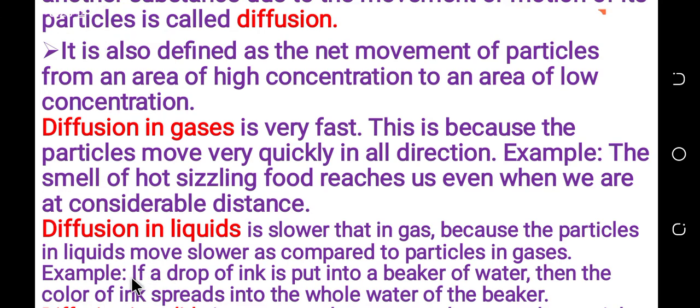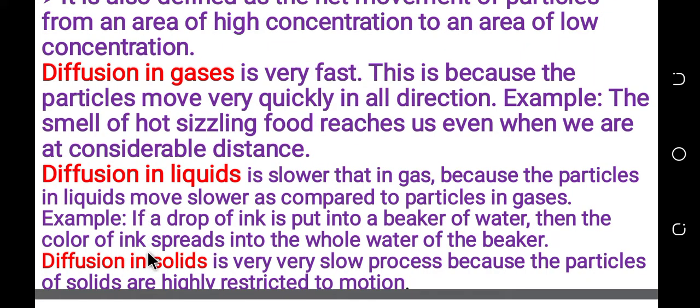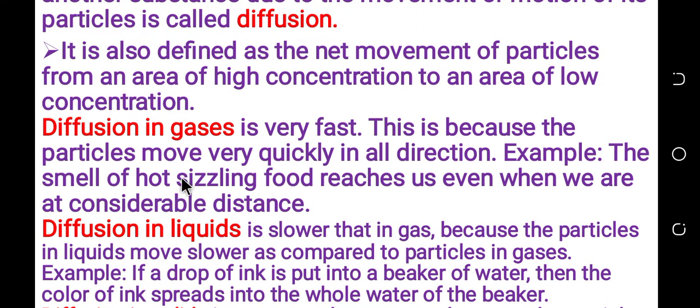Diffusion in gas, diffusion in liquid and diffusion in solid. Diffusion in gas is very fast. Why is diffusion in gas very fast? Because particles in gas move very fast, at high speed. Also, there is enough space between particles in gas, as a result particles can move freely with high speed as compared with liquid and solid.